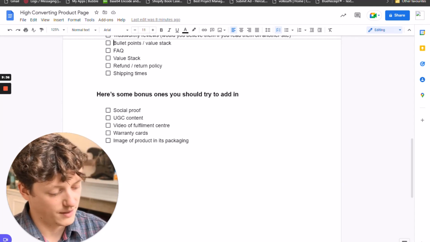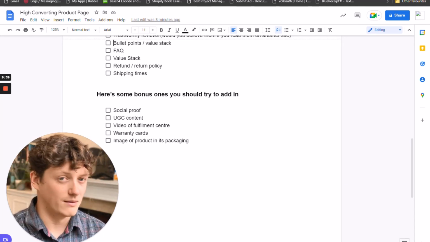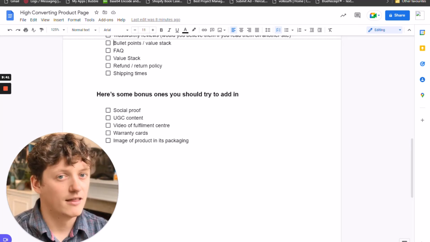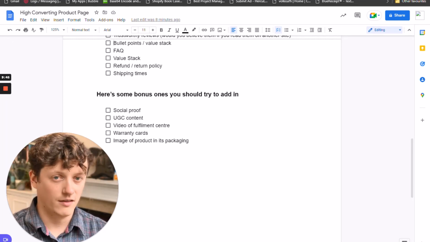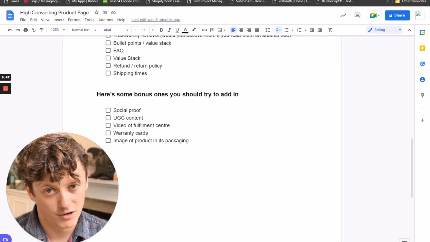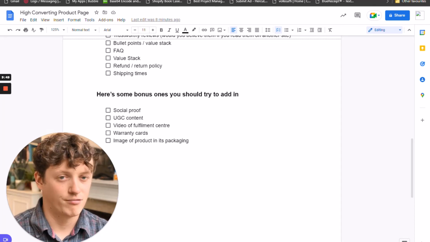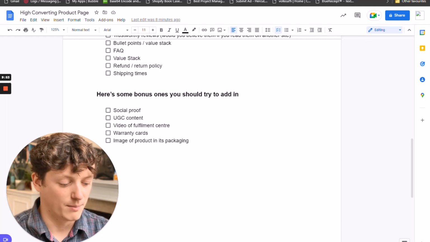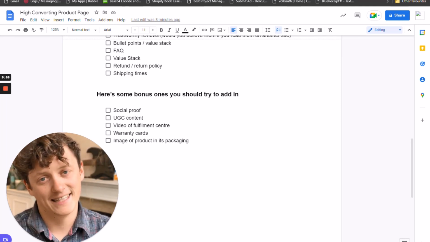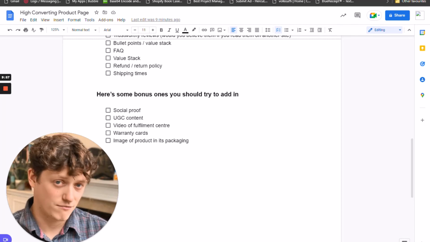And then finally, if you can get a video or an image of your product in its packaging, that is going to help no end. It shows people that they're getting a high quality product. The company who's selling the product cares about the product and they want to ship it in a proper piece of packaging. Again, a large proportion of the market of people who buy online are buying as a gift. So you want to make sure that they don't have to gift wrap it.